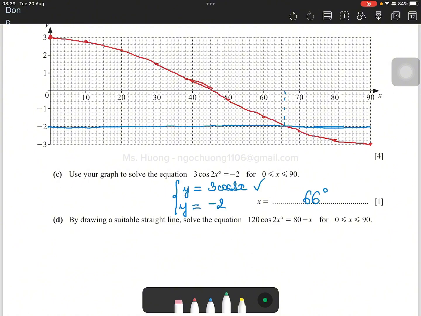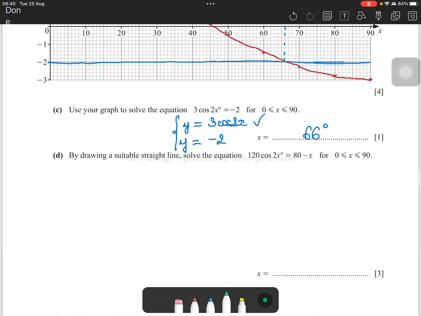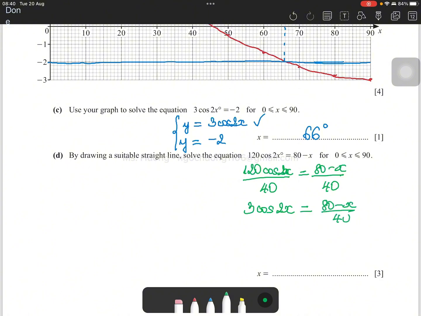D. By drawing a suitable straight line, solve the equation 120 cos 2x equals 80 minus x. So first of all, I want to divide both sides by 40, because 120 divided by 40 is 3. So we have 3 cos 2x, which is what we want. And we also keep (80 minus x) over 40 on the right hand side.